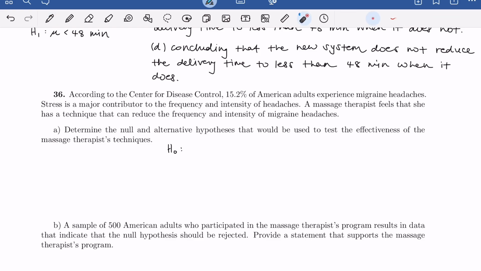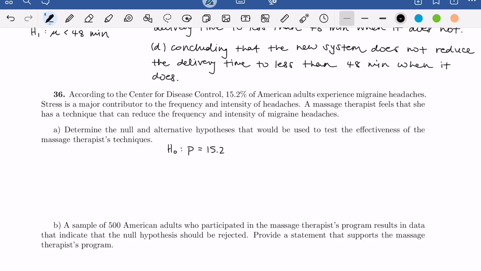So what we know to be true is that 15.2% of American adults experience migraine headaches. So this is the portion of the population. In this case, we're going to use our variable P. And so our null hypothesis is that P is equal to 15.2%.